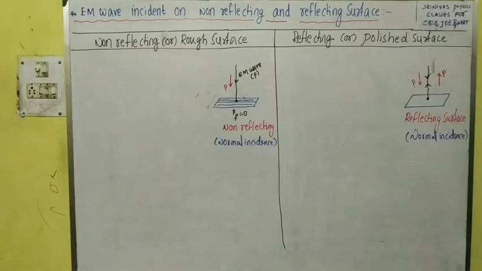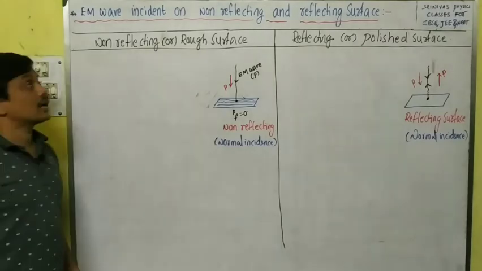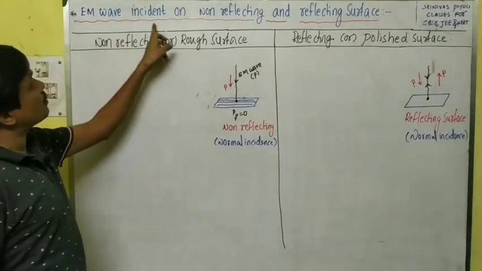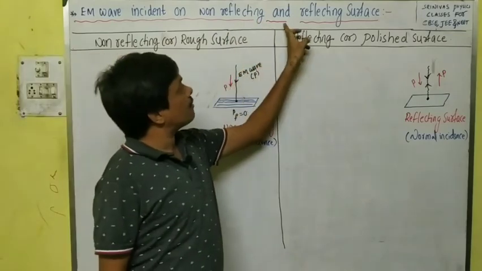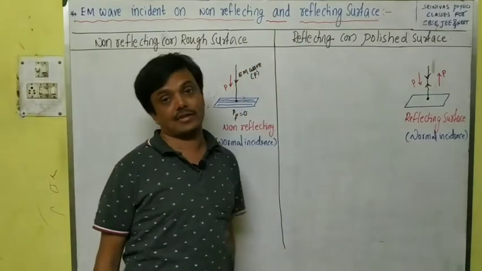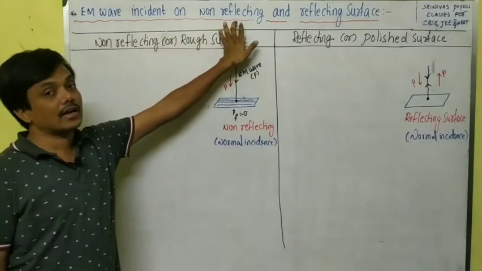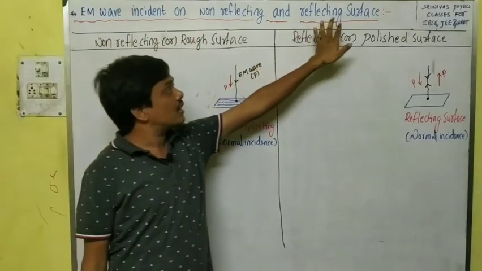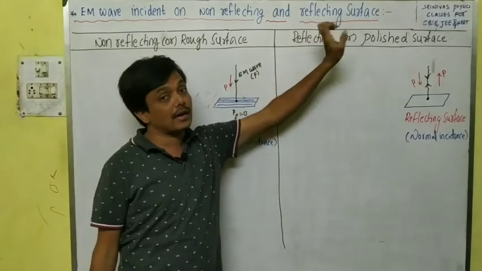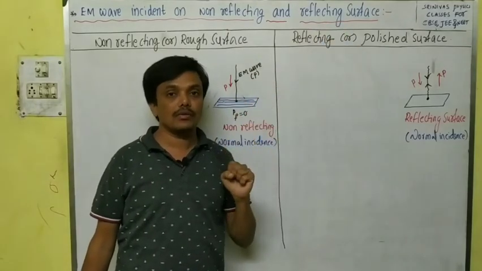Okay, let us go for the last topic in the electromagnetic wave. That is the electromagnetic wave incident on non-reflecting and reflecting surface. Firstly, when the electromagnetic wave is incident on the non-reflecting surface, what happens? When the electromagnetic wave is incident on the reflecting surface, what happens? That we are going to discuss.